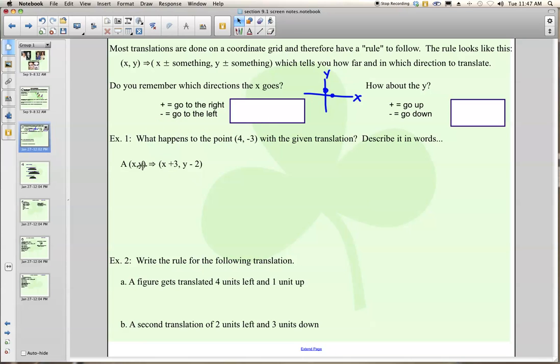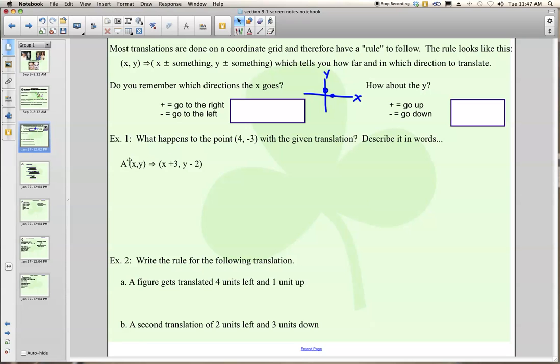So our first example, here's our rule. And a lot of times they put a capital letter here. Like this one might be a T because it's a translation. In your homework, they'll specifically not use T's or R's because they don't want you to know whether it's a translation or a reflection. They'll purposely use random letters, A's, B's, C's. But just know that that's part of the rule notation.